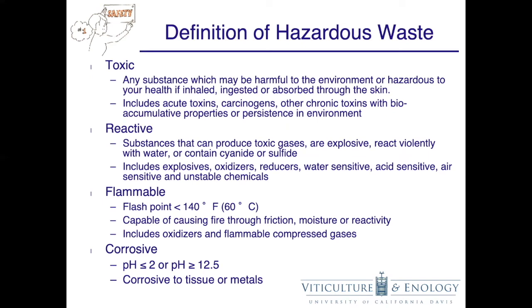Flammable substances are substances that have a flash point of less than 140 degrees Fahrenheit or are capable of causing fire through friction, moisture, or reactivity. This includes oxidizers and flammable compressed gases. Corrosive substances have a pH of less than or equal to 2 or greater than or equal to 12.5 and are corrosive to tissue or metals.